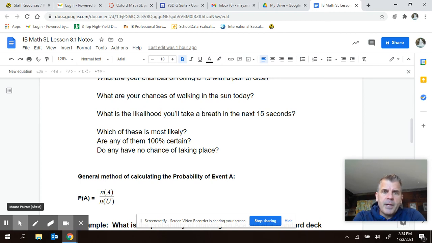So, this last one here, what's the likelihood that you're going to take a breath in the next 15 seconds? Well, unless you're holding your breath, again, taking that out, like regular breathing, I'd say that's pretty close to a 99% chance, unless you got struck by lightning, or you fell off a very tall bridge. You're more than likely going to be taking a breath in the next 15 seconds.